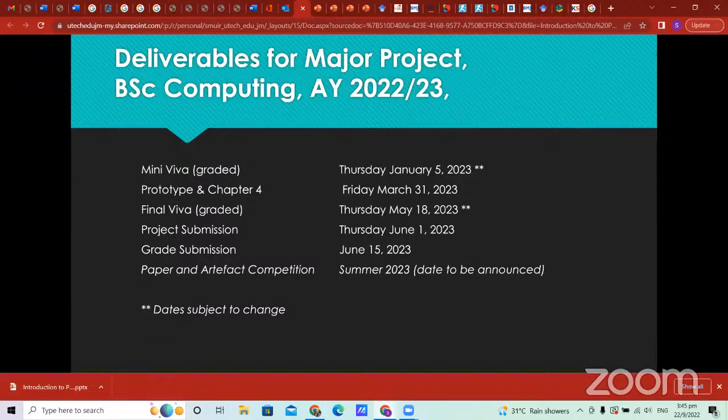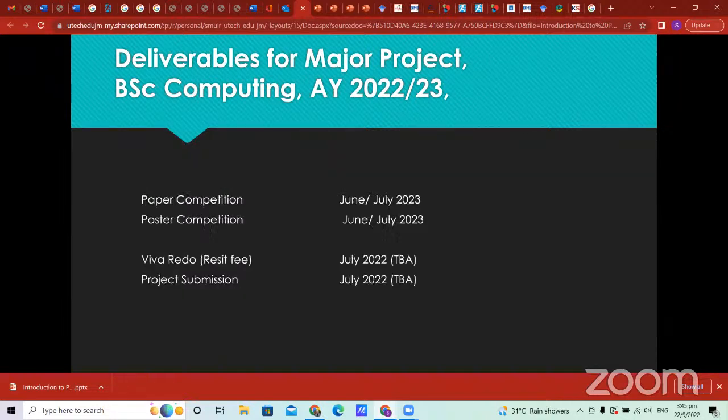And then there'd be a competition later on. I had some proposed dates, but no specific dates. And unfortunately, typically every year for many years now, there have been groups that do not pass their Viva the first time around. And so we have a resit. And that's typically in the summer at a date to be announced.